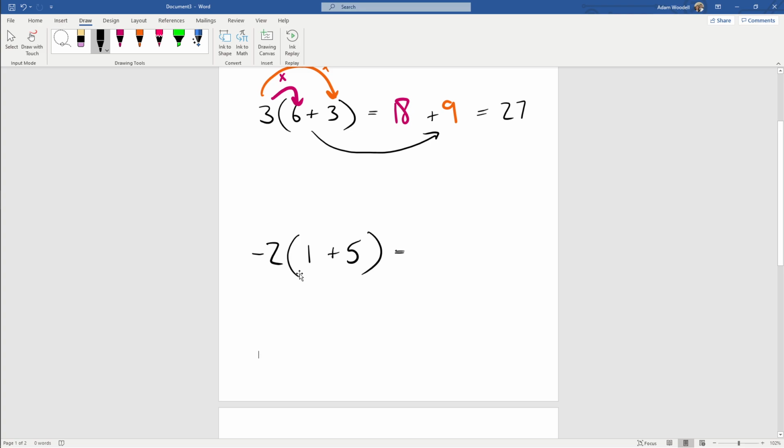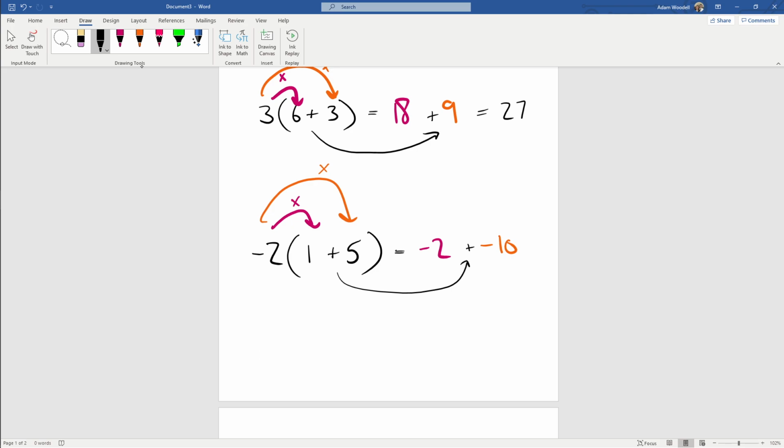Let's do one more example. You'll notice it's going to be a little different now that we have a negative sign, but the idea is still the same. I'll do negative 2 times 1, which gets me negative 2. I'm going to do negative 2 times 5, which is negative 10. And again, I'm going to bring my minus sign back. So now I have negative 2 plus negative 10.